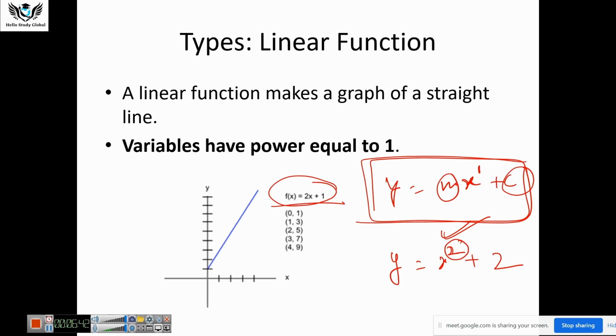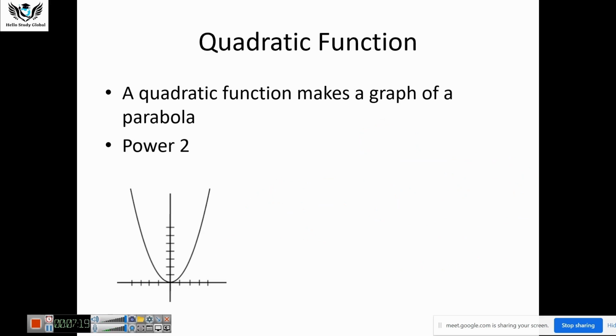Now another reason why it is called a linear function is that if you make the ordered pairs, you take different values of x and different values of f(x), as a result you'll get some points, right? If you put x is equal to 0, you'll get y is equal to 1. If you put x is equal to 1, 2 into 1, 2 plus 1, 3. If you take x is equal to 3, 2 into 3 is 6 plus 1, 7. So 3, 7. Different ordered pairs. If you plot these, you'll get a line, and that's why these functions are called linear functions. They are functions where the variable has power 1.